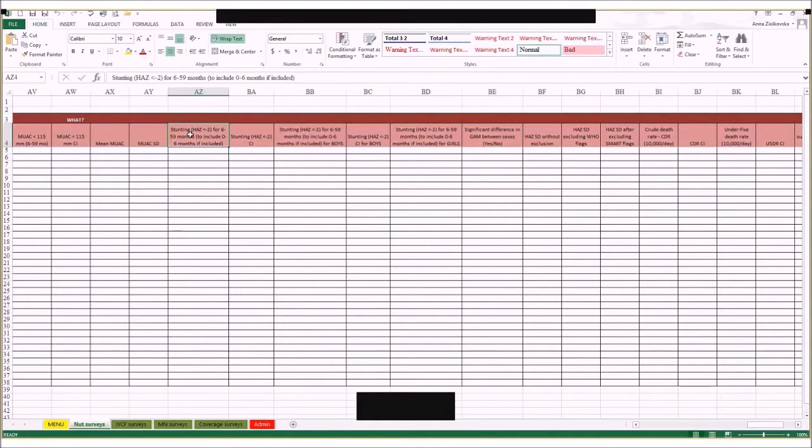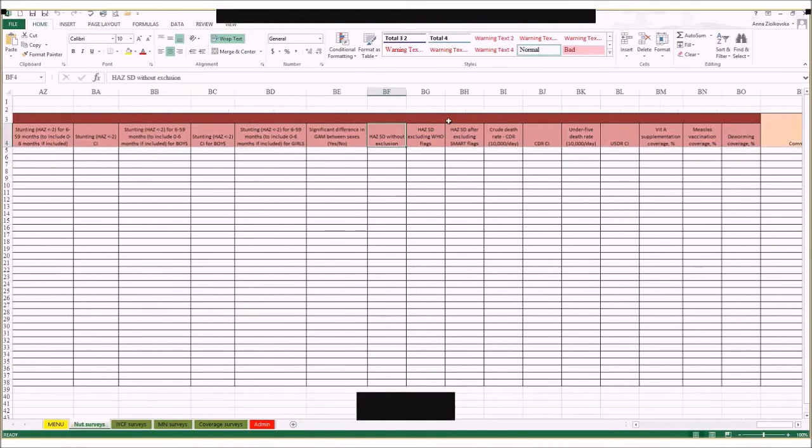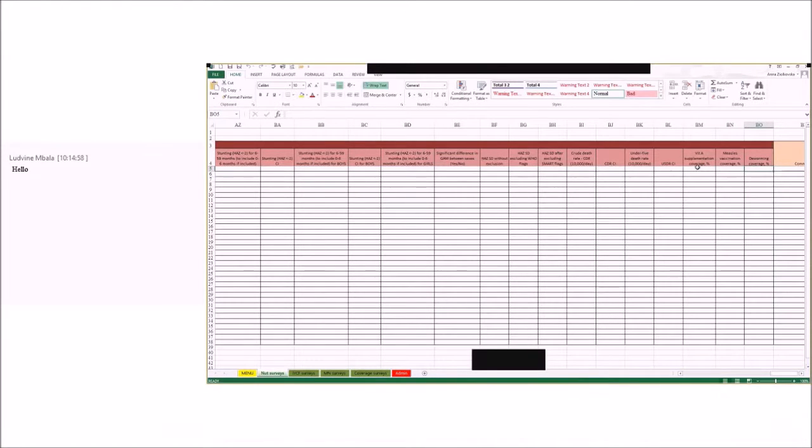Information on stunting, again separately for boys and girls. Height for age Z score, which is information from which you derive your stunting indicators. Crude death rate, under 5 death rate, and then vitamin A supplementation, measles vaccination coverage, and deworming coverage. Three indicators which are often collected in the anthropometric survey.